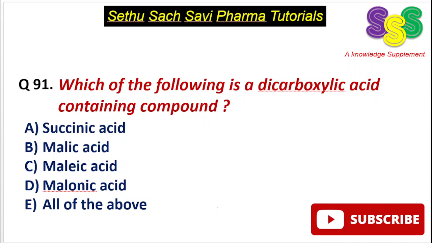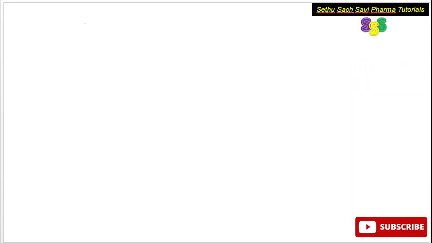So today's question is related to chemistry, and the question is, which of the following is a dicarboxylic acid containing compound? A choice succinic acid, B choice malic acid, C choice maleic acid, D choice malonic acid, and E choice all of the above. So let's come to the first choice.